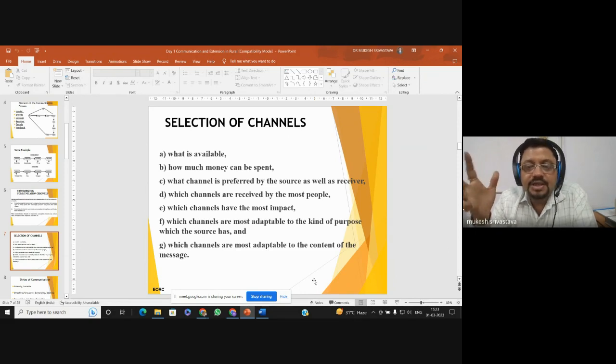Fourth is which channels are received by most people. That means I'm talking about the coverage of that particular channel. If I'm talking about television, you have to see the coverage of the television in some particular area. If you are talking about radio, you have to understand the coverage of that area. If we talk about newspapers, we have to have the data of the newspaper coverage in that particular area. So we have to choose that particular channel which has the bigger coverage, so that we can cover most of the population of that particular area.